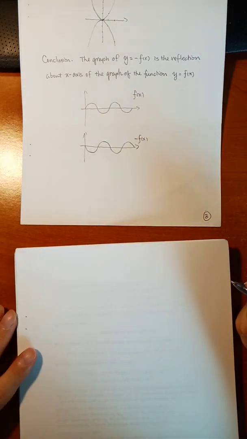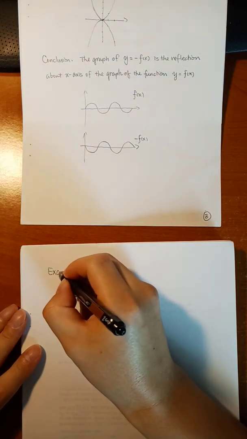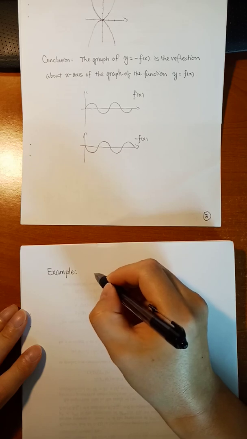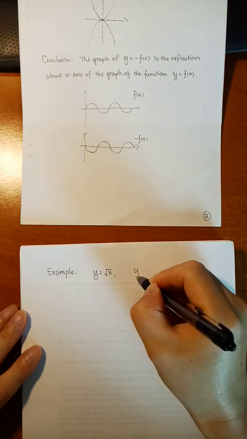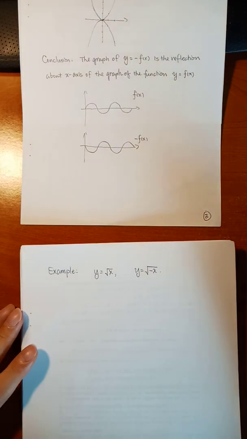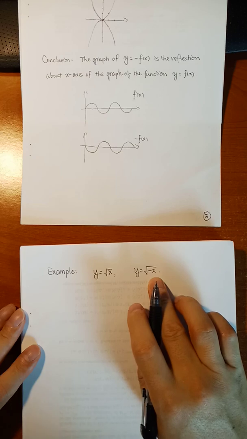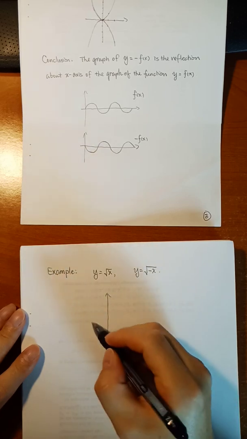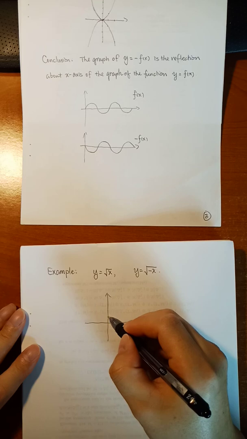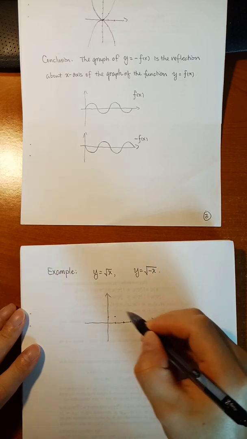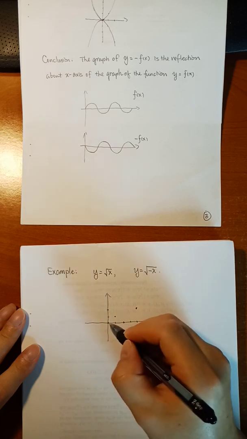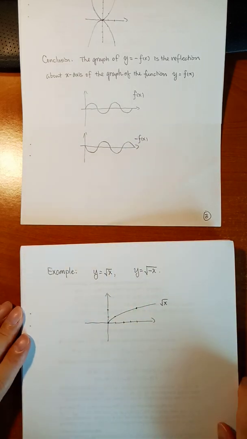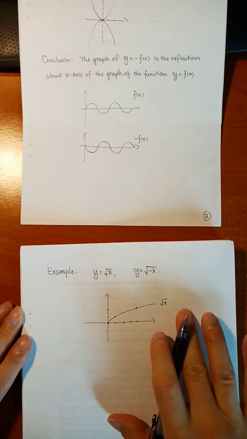If we want to get the reflection about the y-axis, we put a negative sign for x, not for f(x). Square root of x: when x is 1, it is 1; when x is 4, it is 2; square root of 0 is 0. So this is the square root of x, and it's only defined for positive numbers.